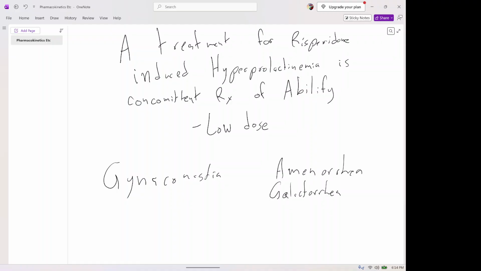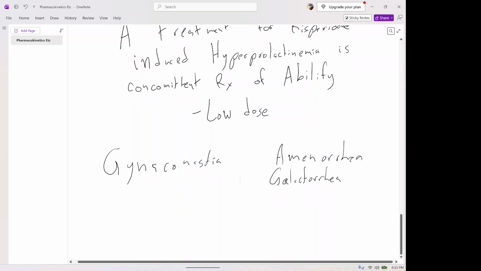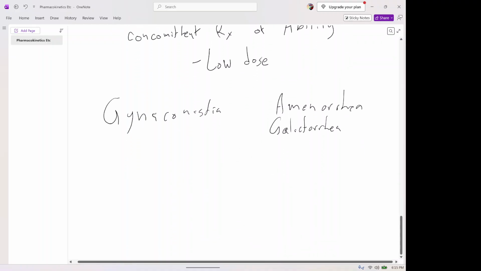All of those can start to happen when the prolactin level is left unchecked and gets more than double the upper bound of normal. Especially when it's at triple or quadruple is when it's much more likely.